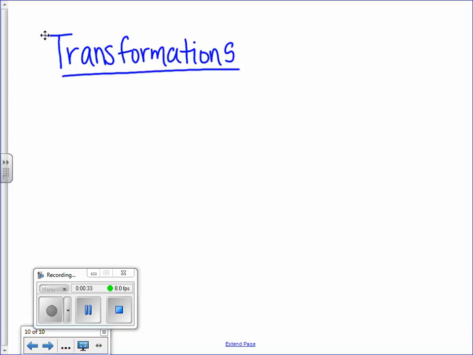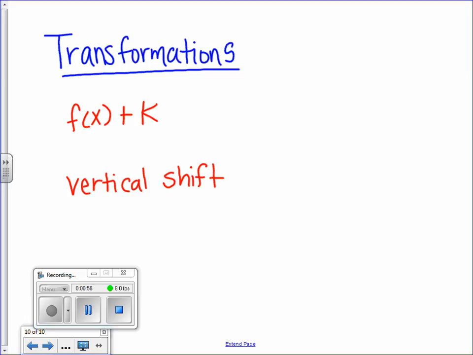All right, transformation. So, if we have a function f of x, let's start with the easy one, a vertical shift. That's probably the easiest one. Moving it up or down. All right, vertical shift would just be your function plus k. You want to move it down, k is going to be negative, but that's a vertical shift.